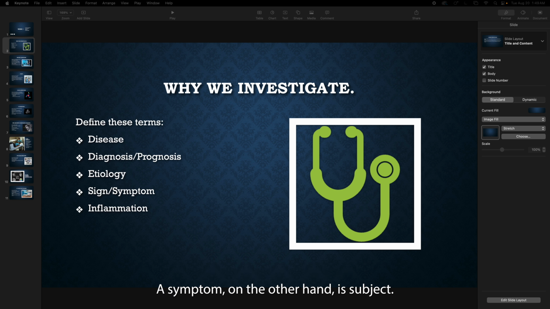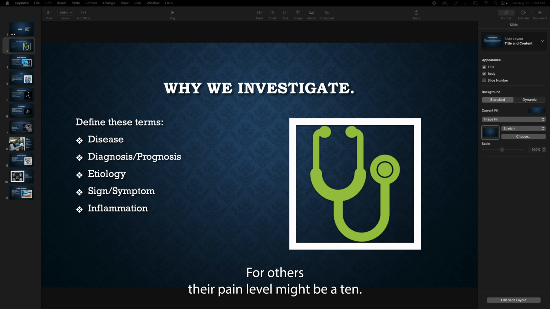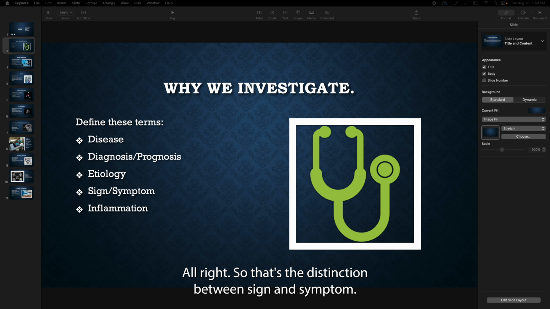A symptom, on the other hand, is subjective. So, for example, the triage person might ask, well, what's your pain level between 1 and 10? Some people might say, well, my pain level right now is a 3. For others, their pain level might be a 10. That's subjective. There's no way really to measure that, at least in the clinical setting that we use day to day, right? So signs are objective, symptoms are subjective, meaning there's no clear way to see that or to observe that the same way by everybody. All right, so that's a distinction between sign and symptom.